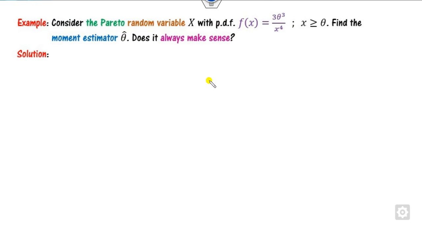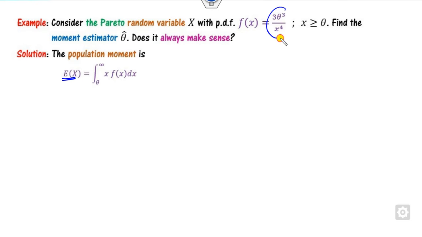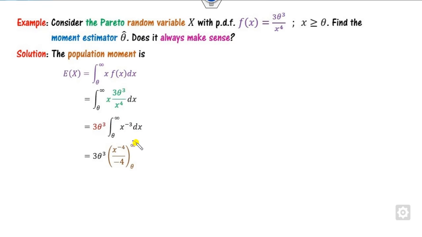Look at the next example. How many unknown parameters are there? Again you can see, there is only one. So it means our target is to find the E of x. I can substitute this value here, you can get this. You can see 3 theta cube is constant. So what is the integration of this? When you take infinity, this is 0.